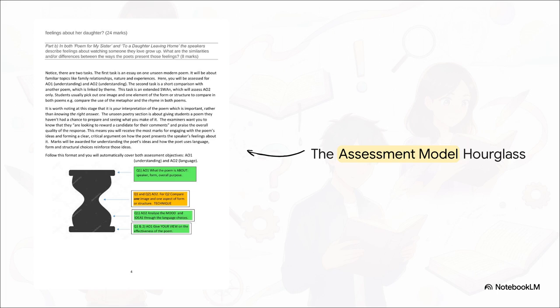That's your AO2, zooming in super closely on the mood, the specific language choices, the techniques, and for Part B, comparing a specific image or structure. Finally, you widen back out at the base with your personal view on the overall effectiveness of the poem, hitting AO1 once again. Honestly, it's the perfect template for structuring your essay.